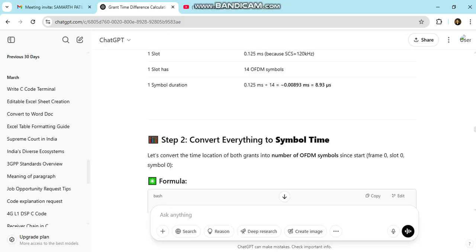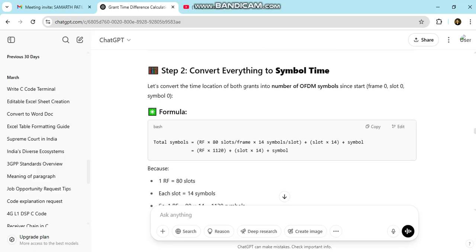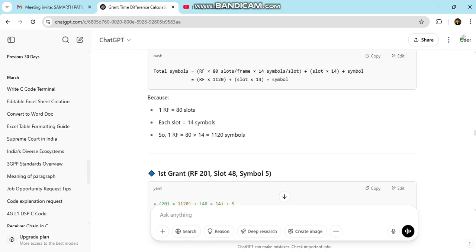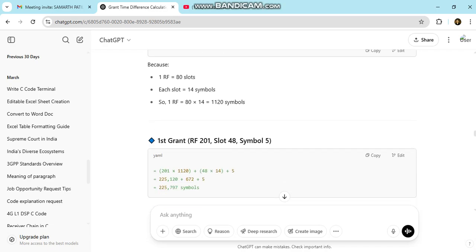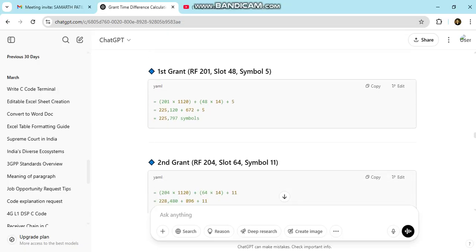So we have two grants, and we will consider them in terms of symbols and take the difference. One radio frame will have 80 slots, since 120 kilohertz gives 8 slots per millisecond. Each slot has 14 symbols, so 80 into 14 is 1120 symbols per frame. For the first grant with 201 radio frames, we multiply 201 by 1120.